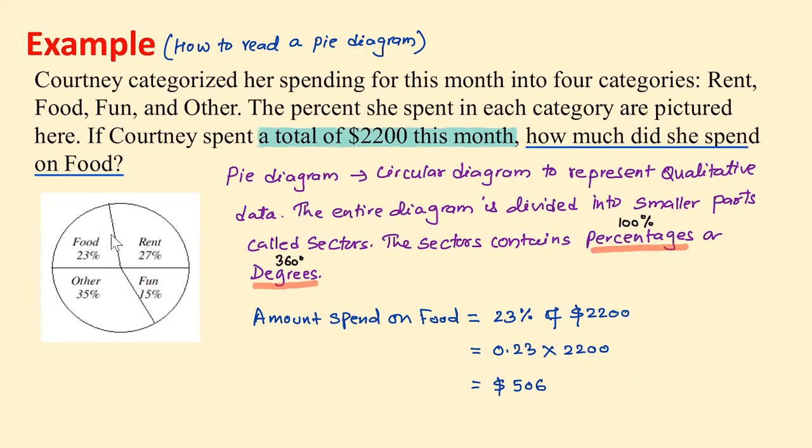So here the value was given in terms of percentage, but the question is asking how much. That is, we have to write the answer in terms of dollars, not as percentage. If it was how many percent, then it will be 23%. Because the question asks how much she spent on food, it is 23% of 22,000, which will reduce down to 506. That means she spent $506 on food.